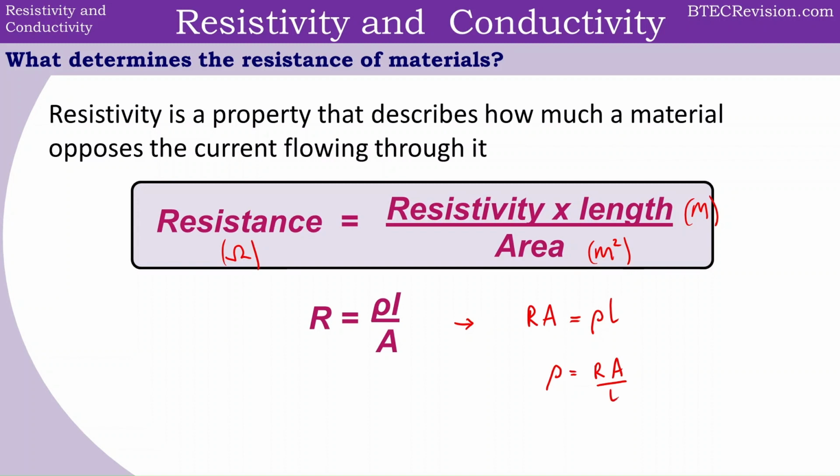Now, looking at these units, we know R is measured in ohms, area is measured in meters squared, and length is meters. And we can see the meter cancels out with the meter squared, which gives us the unit ohm meters. Each material will have its own resistivity value. Now, let's look at some examples for resistivity, rho.